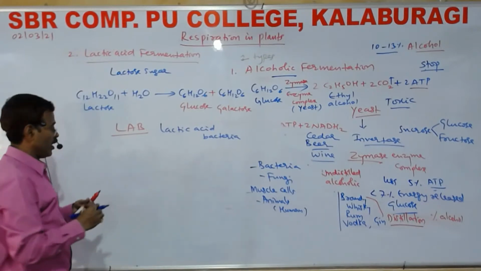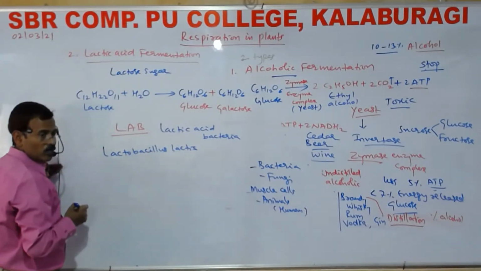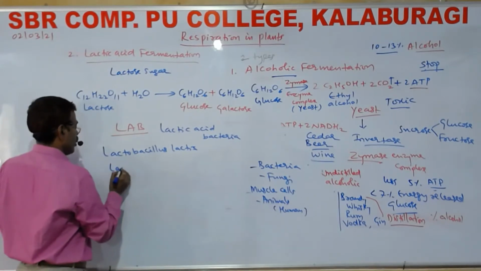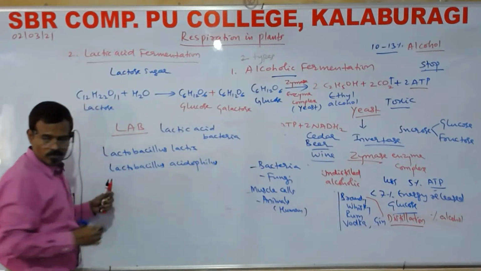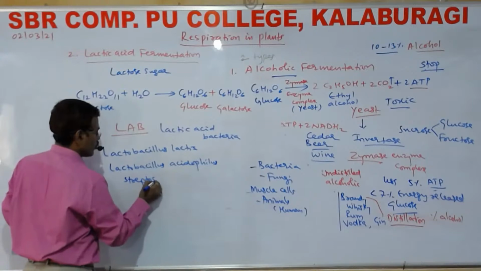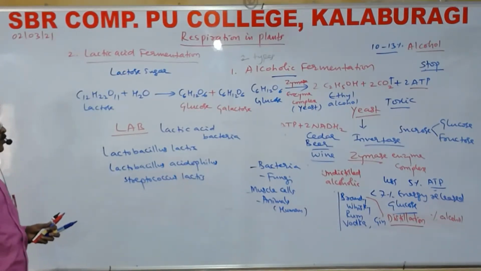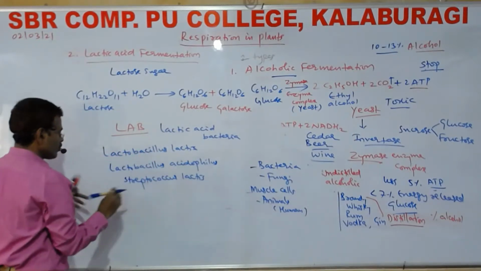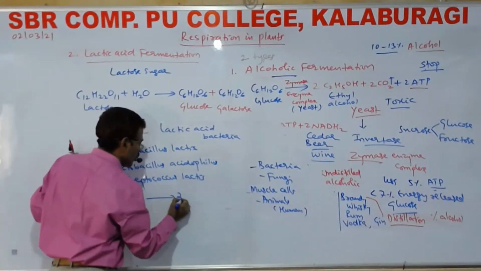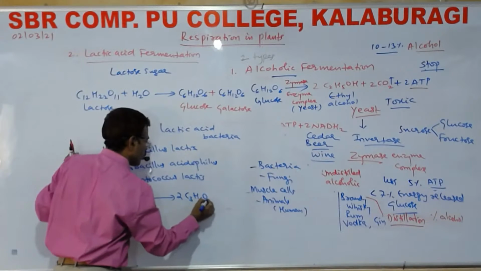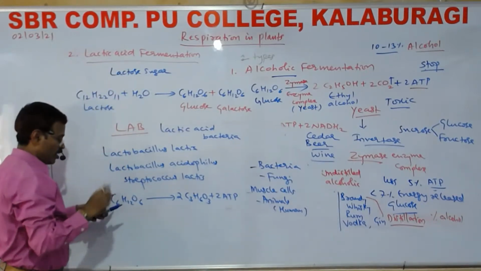We have different lactic acid bacteria: Lactobacillus lactis, Lactobacillus acidophilus, and Streptococcus lactis. These are LABs, lactic acid bacteria, remember. The overall reaction of lactic acid fermentation: C6H12O6 yields two molecules of C3H6O3 plus two molecules of ATP. There is no liberation of carbon dioxide in lactic acid fermentation, remember.